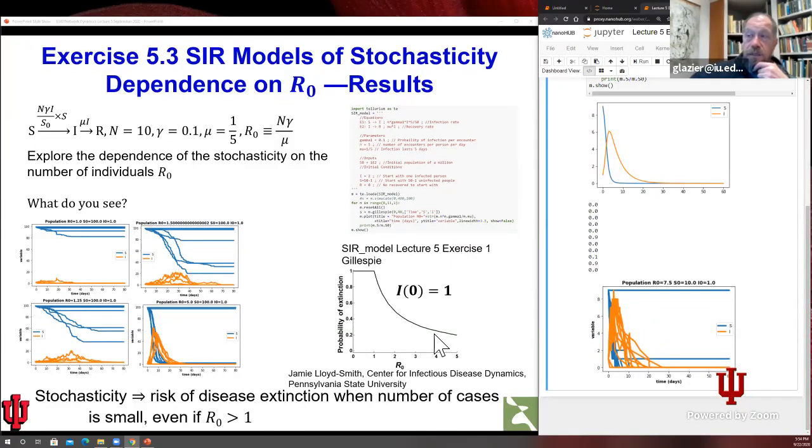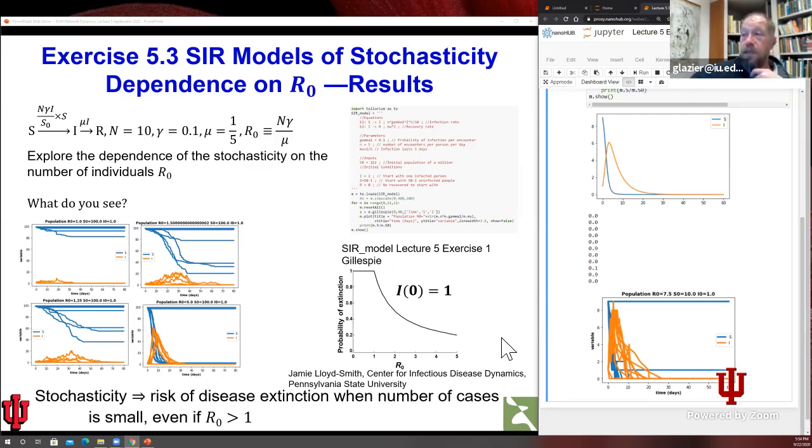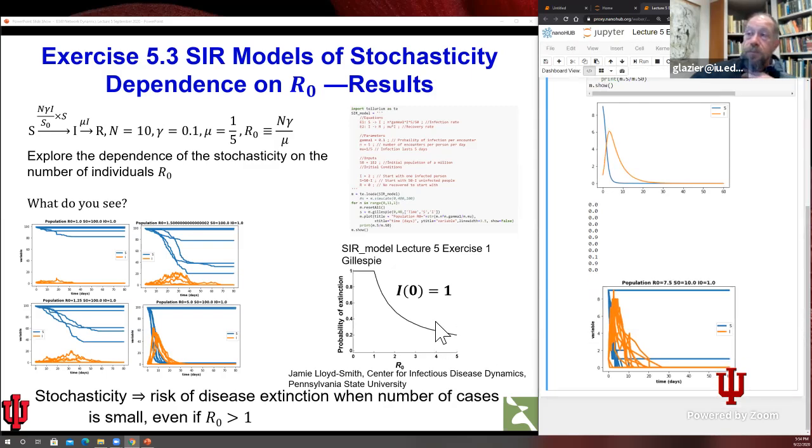And in this online talk, they had a nice plot. If R naught is less than 1, the epidemic dies out both in the ODE and in the stochastic model. If R naught is bigger than 1, the epidemic never dies out in the ODE model, but it has a finite probability of dying out in the stochastic model that decreases as R naught gets bigger.